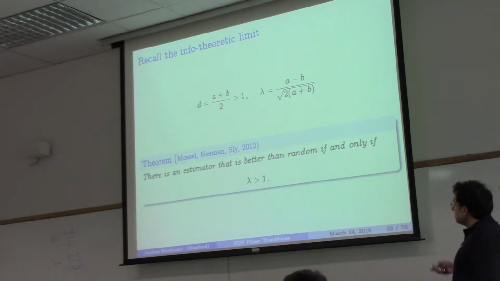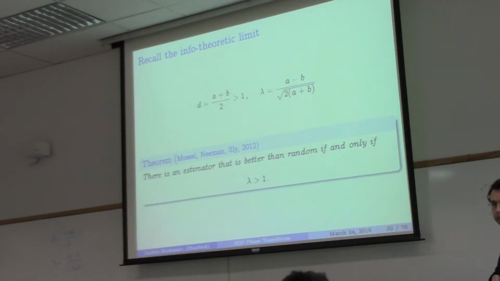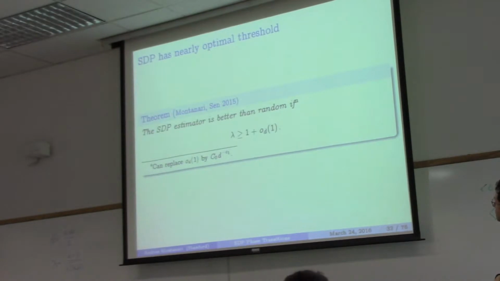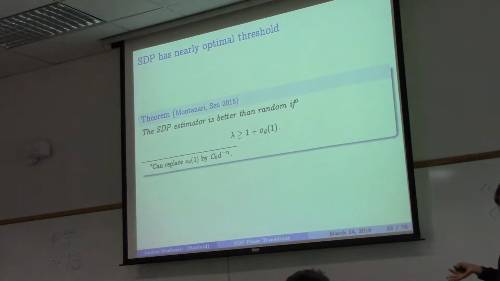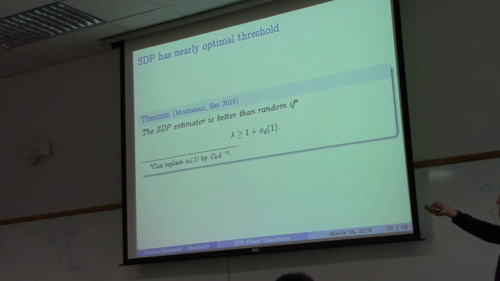Okay, so remember, this is the information theoretic threshold. It says that, with this definition of parameter, you can do it if and only if lambda is bigger than 1. Lambda is the SNR. And this is the theorem that we proved: looking at a very specific estimator, the SDP estimator has a positive overlap, so it's better than random, if lambda is bigger than 1 plus something that goes to 0 with the degree. Okay?